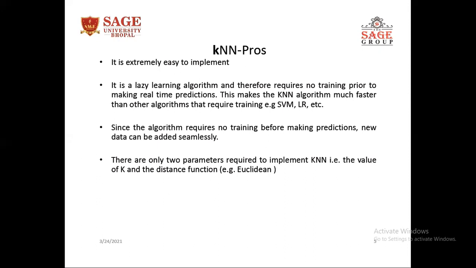So there are only two parameters required to implement KNN, as you have seen. That is the value of k, you have to choose the value of k, and another is the distance function. So you can use the Euclidean distance to calculate the distance between two data points.